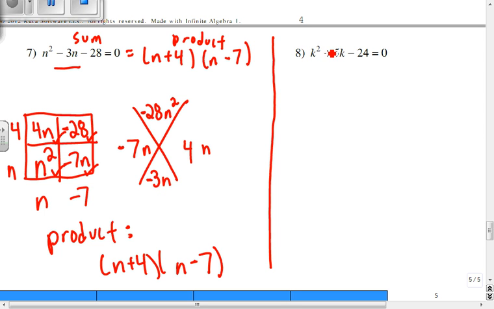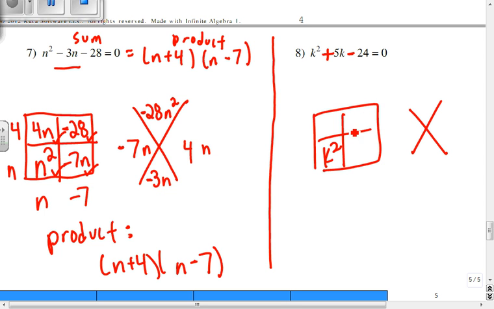Make sure you can see this. It's plus 5k minus 24. Okay, so let's make our diamond and our generic rectangle. We have k squared, negative 24. Multiplies to negative 24k squared, and it adds to positive 5k.